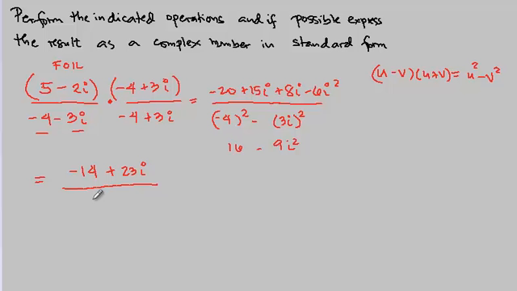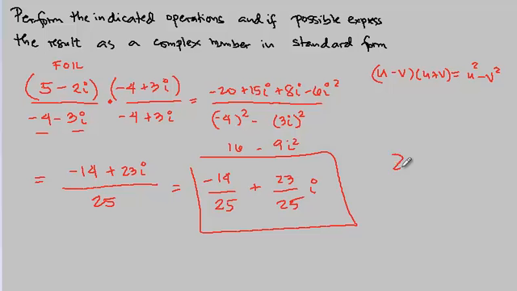So 16 plus 9, that's 25. All in all, this can now be expressed as negative 14 over 25 plus 23 over 25i. This is the standard form, because we want the form z is equal to a plus bi. This is the a, and this is the b, 23 over 25. Okay? That's it. Thank you.